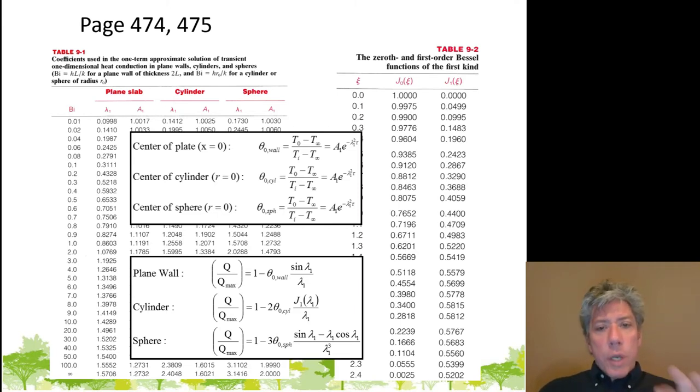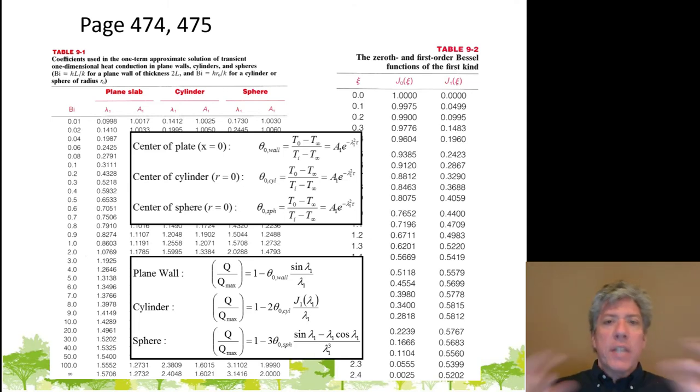Now, again, look in your book. I think all these equations are usually correct, but double-check them and make sure that they are correct in your text. Now, a lot of times, we're interested in another thing. We may be very interested in how much energy has been poured into the body or removed from the body.